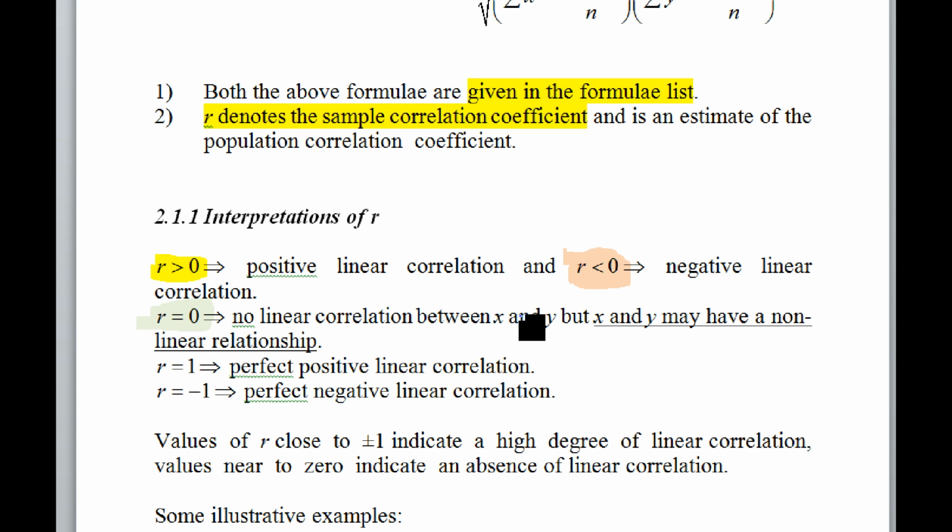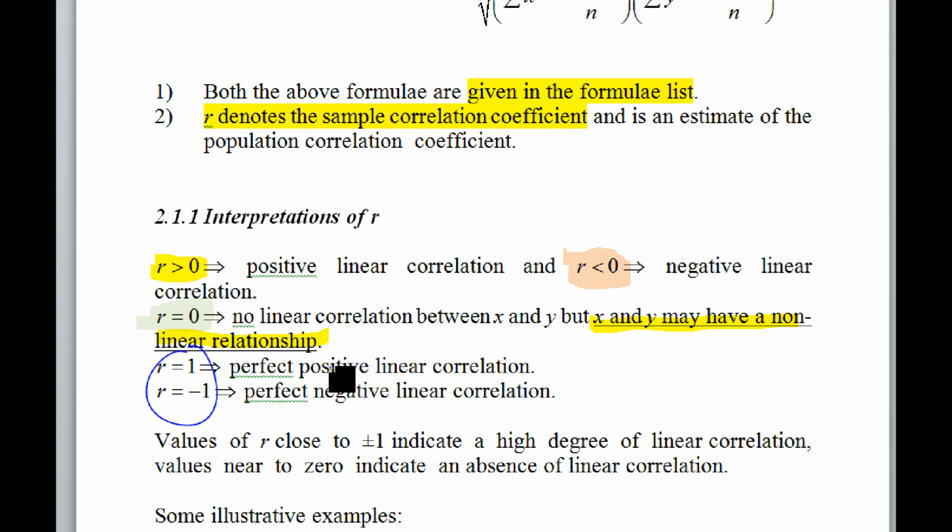But, can I highlight this point? x and y may have a non-linear relationship because r only measures linear correlation. But r equals 0 just means that they are not linearly correlated. But they could be non-linearly related. Okay? Then we take a look at r equals 1 and -1. Easy, huh? Do I need to say more? 1 means lie on a perfect straight line. -1 means lie on a perfect straight line, but it's downward sloping.